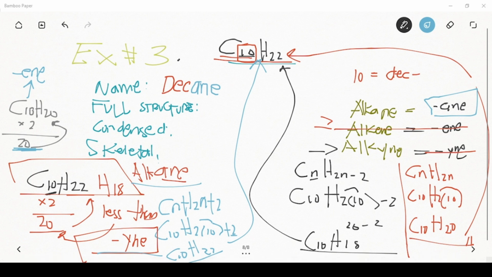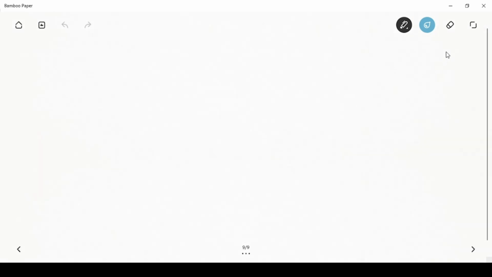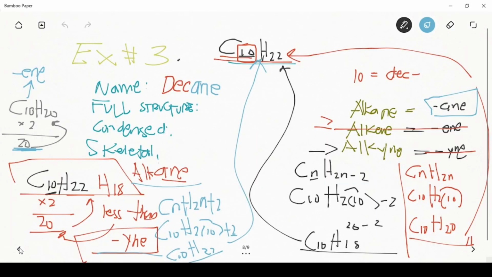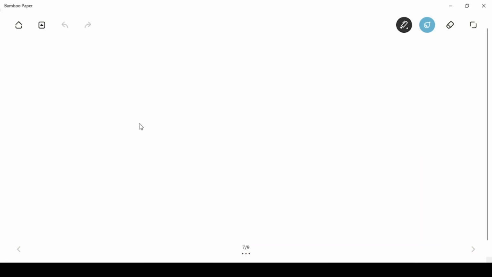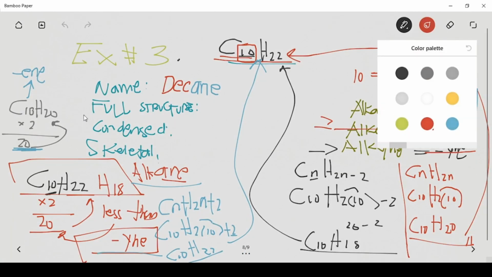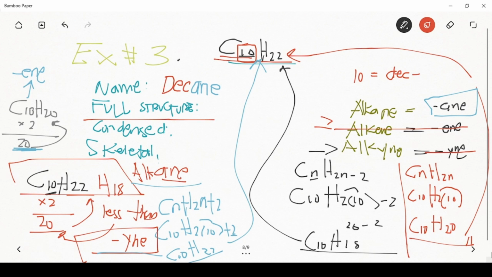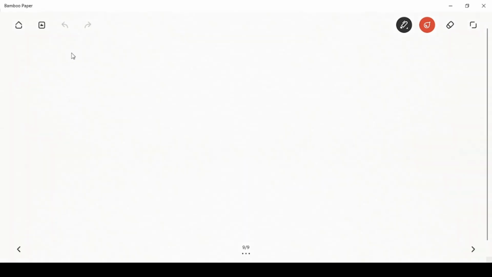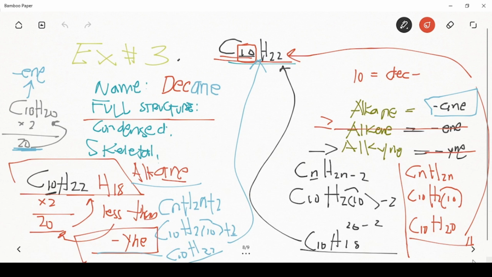Now, let's proceed to the second mission. We're done with the name. Get the full structure. Okay, example number 3, and it is C10H22.